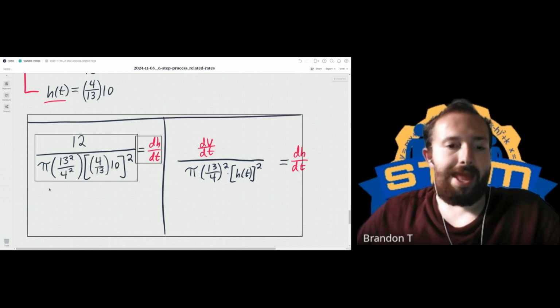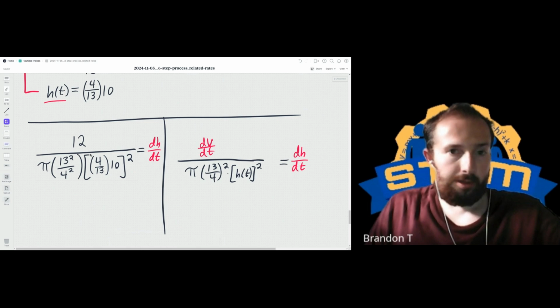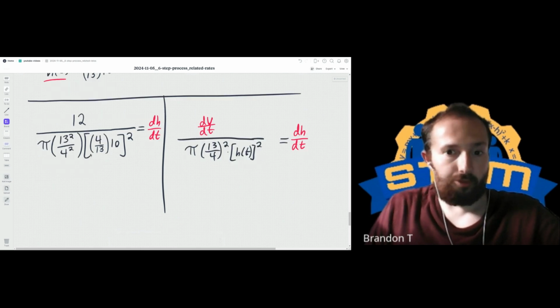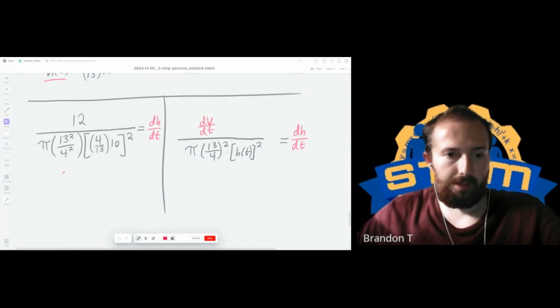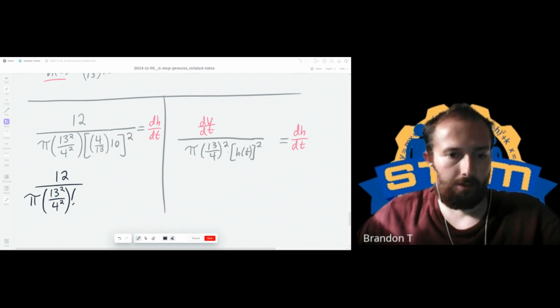So that's good. Now if you think about this, we have dH dt equals a bunch of numbers put together algebraically, so we can simplify this. If we simplify this, what would we get? We would get 12 divided by pi. And then I'll leave this for now, 13 squared over 4 squared. And then 4 over 13, if we square both of these, hopefully it makes sense, we'll get 4 squared over 13 squared, and then times 10 squared.